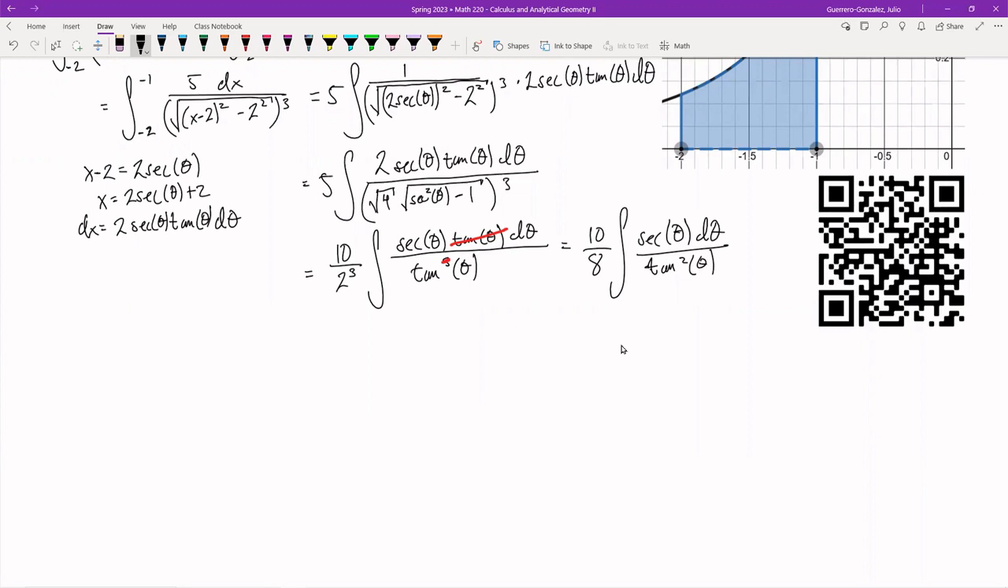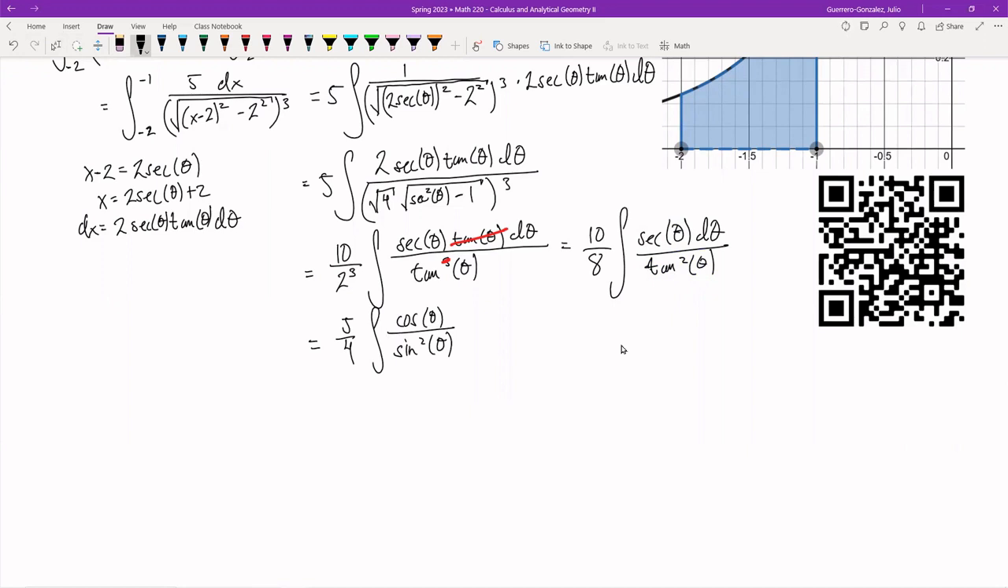Okay, let me do one more step. 10 over 8, that reduces to 5 over 4, right? And if you grab this, secant theta divided by tangent squared theta, right? You reduce down to the integral. This thing right here is going to be cosine of theta divided by sine squared theta.